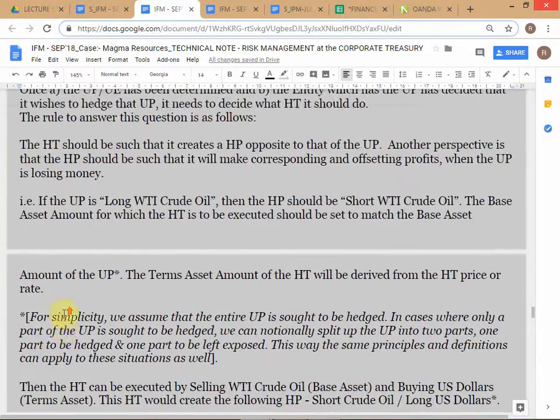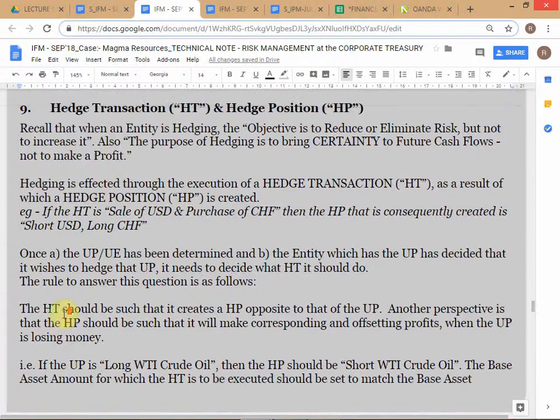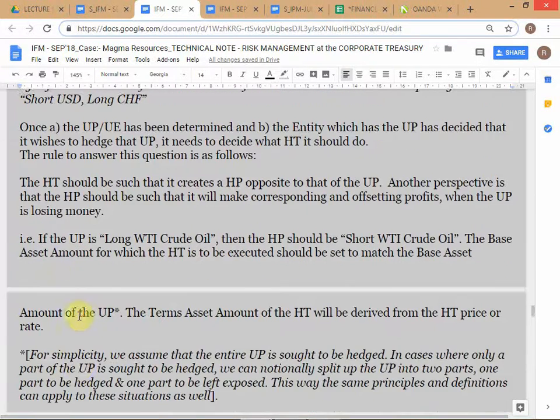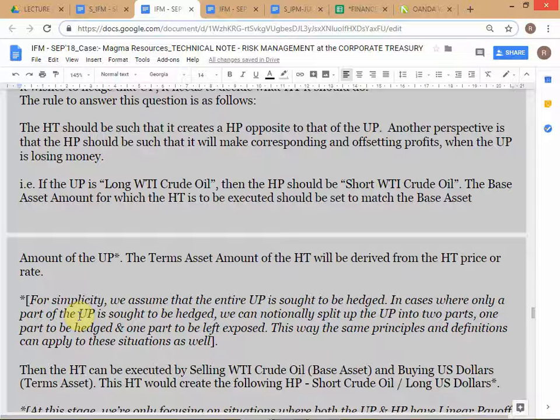What does it say here? Okay, this part here, don't look at your watches, the alarm will go off, don't worry. What it's talking about is just reinforcing the idea of offset. Here it says that the hedge transaction should be such that the hedge position will offset the underlying position.